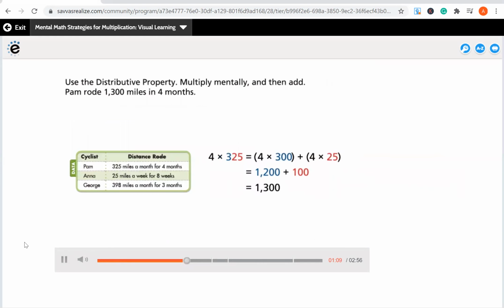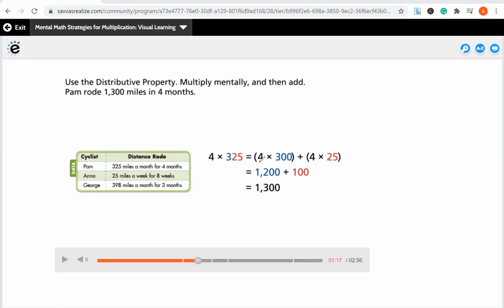Use the distributive property. Multiply mentally and then add. Pam rode 1,300 miles in 4 months. So how do we solve it? Again, distributive property, 4 times 325. We can separate the 325 into 300 and 25. Then I have to multiply the 4 with the 300 and the 4 with the 25.